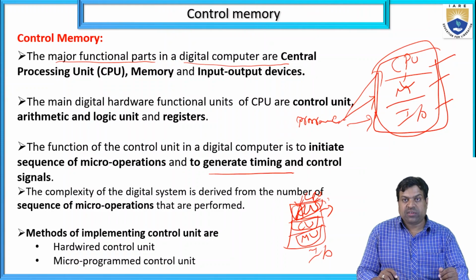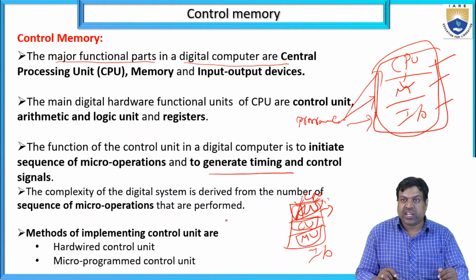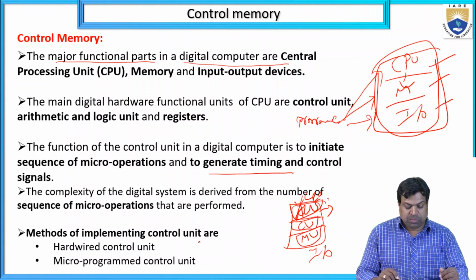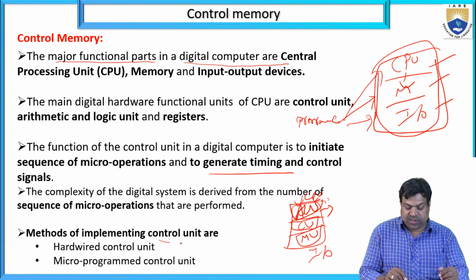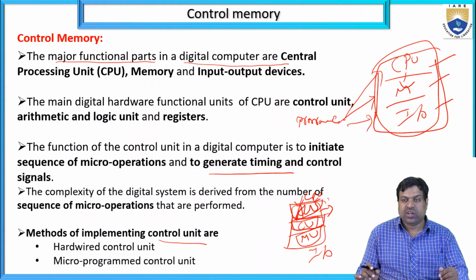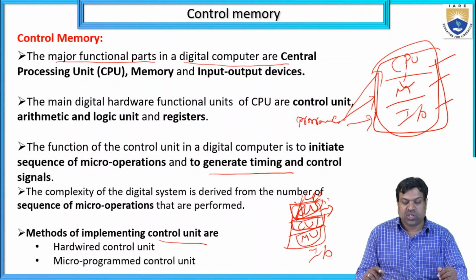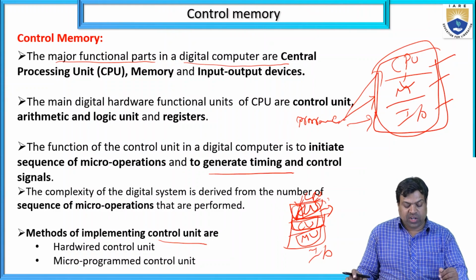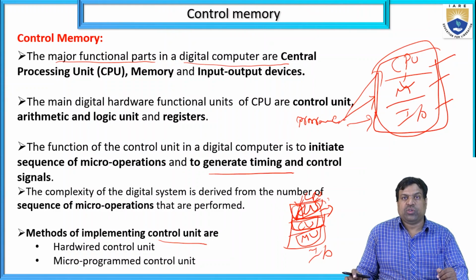The complexity of the digital system is derived from the number of sequences of micro operations that are performed. As for the methods of implementing the control unit, how we are implementing and controlling the control unit, two methods are there: the hardwired control unit and the microprogrammed control unit.